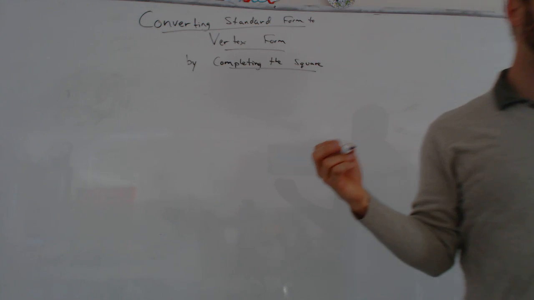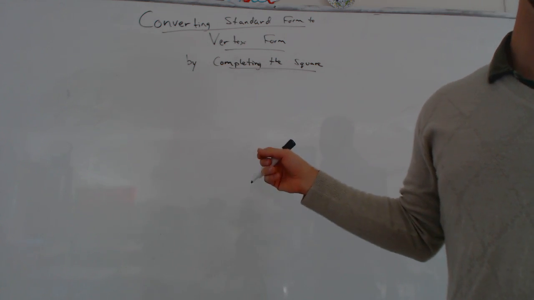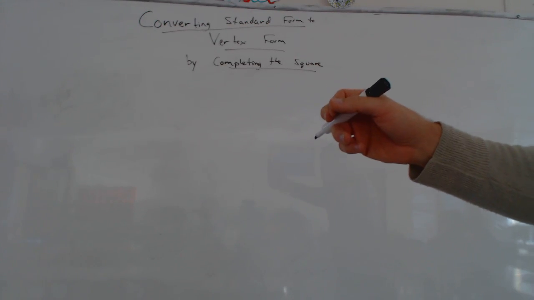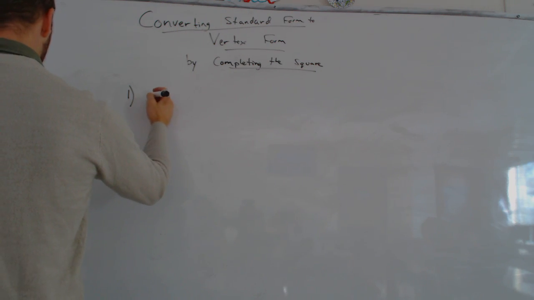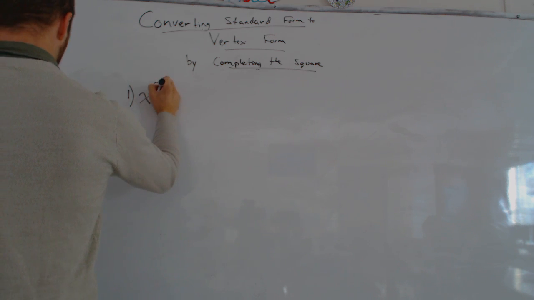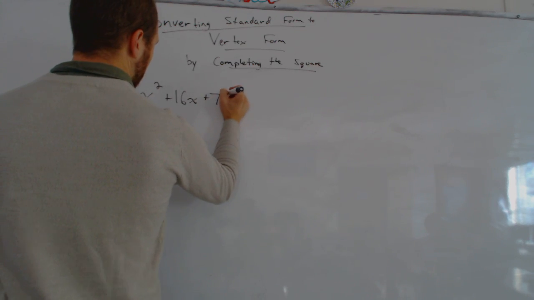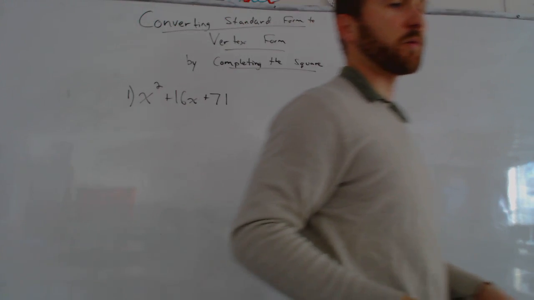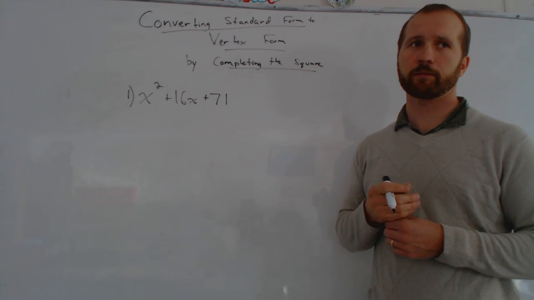All right, so I'm planning on doing some problems from your homework tonight, so I'll let you know which ones they are. Problem number 1 is on your homework. You can just write the answer. This is problem number 1: x squared plus 16x plus 71. This is the standard form, and we're going to convert that into vertex form.